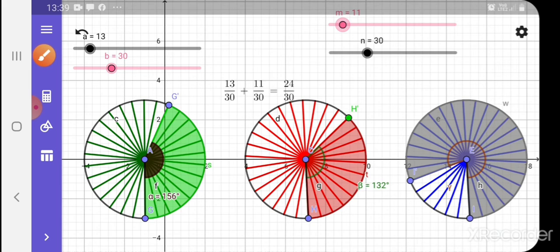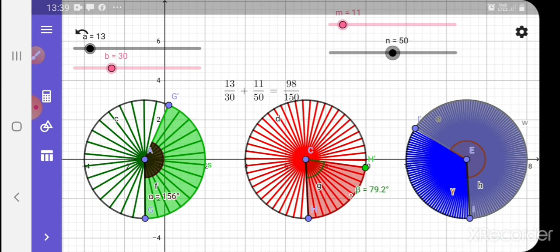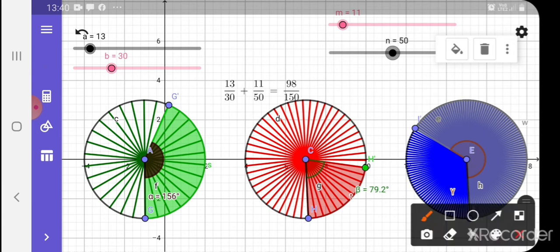Next you see, if you change the numerators in a separate way, one is 30, the other is 50, then the numerator of the first fraction is 30 and of the second fraction is 50. Then what is the LCM of the first and second fractions? The LCM of the first and second fractions is here 150. So the first fraction is 13 by 30, the second fraction is 11 by 50. Then what is the LCM?